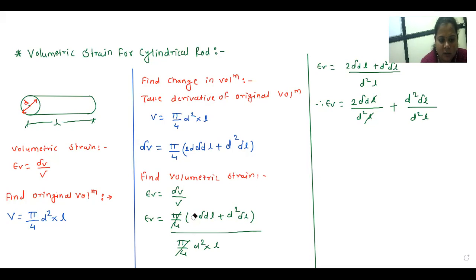I will correct it here. You also correct it if you have written, otherwise no problem. So 2 into d into del d. Here also 2 into d. So the derivative of this d square is 2 into d into del d.